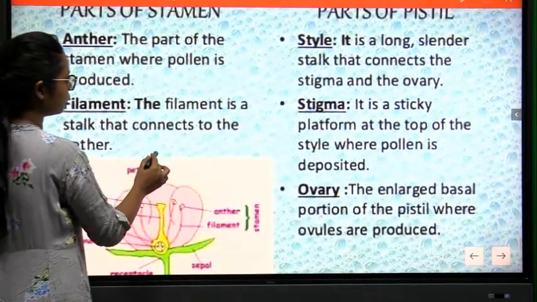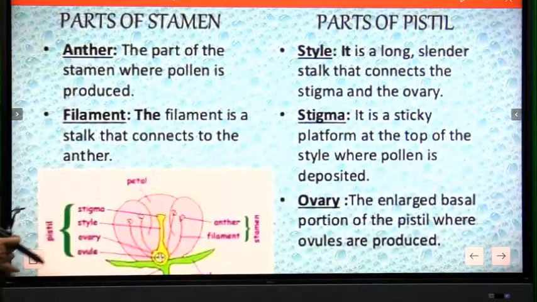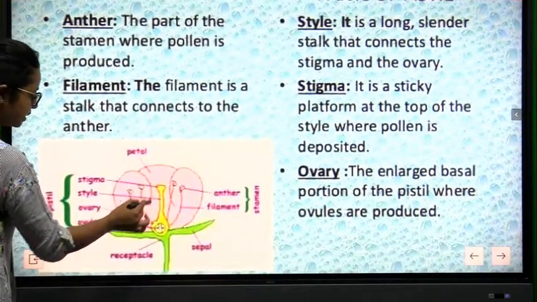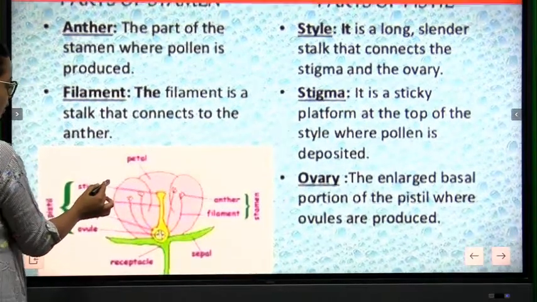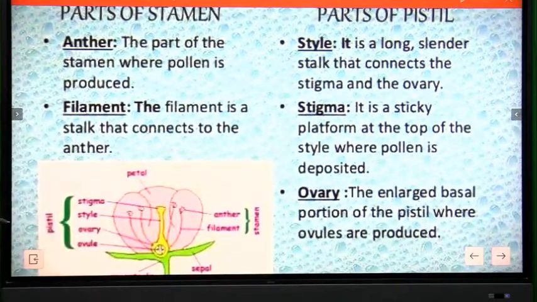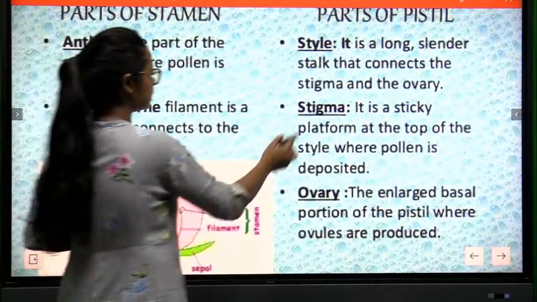Next is style. What is style? This is a long slender stalk that connects the stigma and the ovary. This is a style. This middle part is the style. What is the work of this style? It is a long slender stalk that connects the stigma and the ovary.